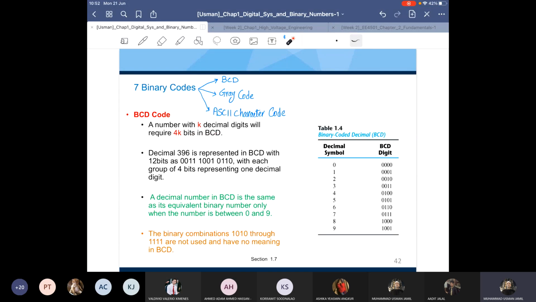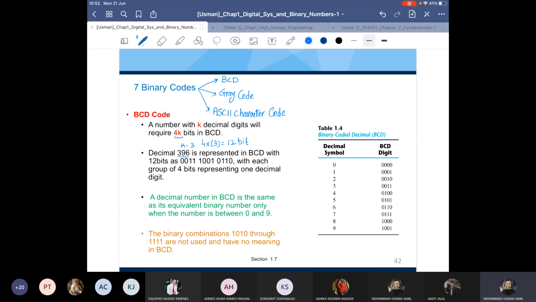What this means is, we have a decimal number like 396 represented in BCD with 12 bits. Why is it 12? Because you can see k is 3: 6 is the first digit, 9 is the second, and 3 is the third. So k is 3. Put it in this formula, 4 times k, which is 3, so it is 12. So we have 12 bits. Each digit has its own bits in the BCD.